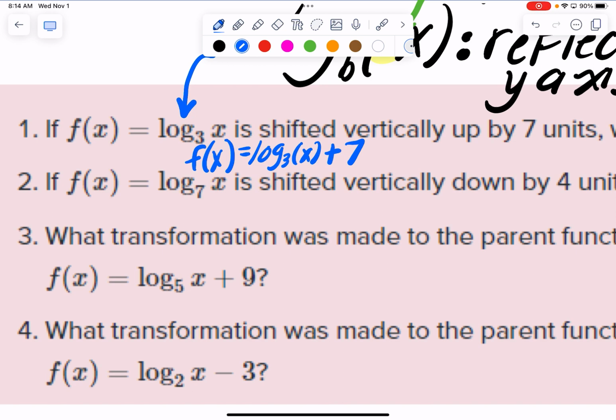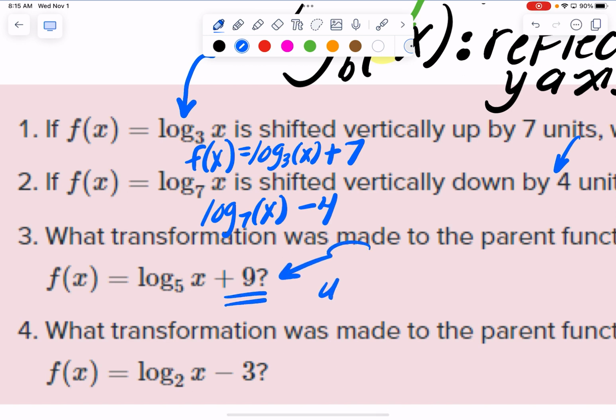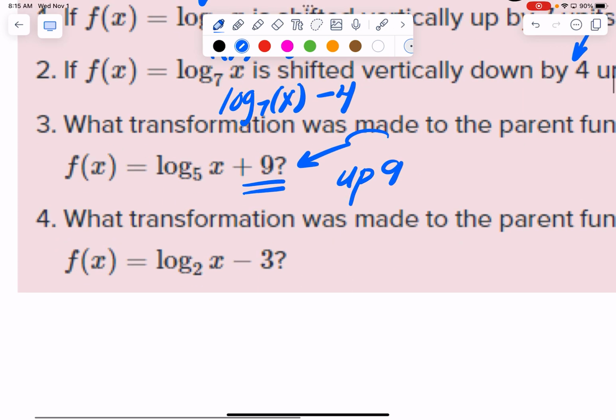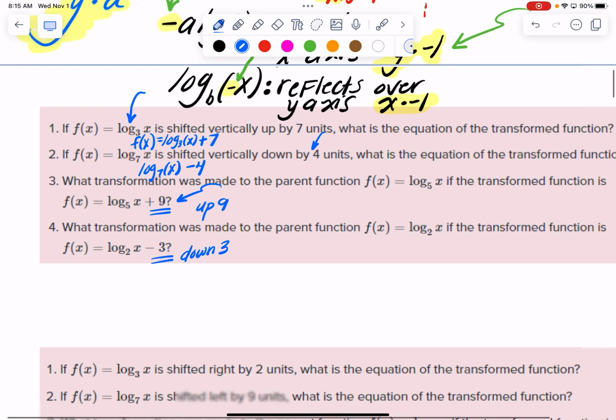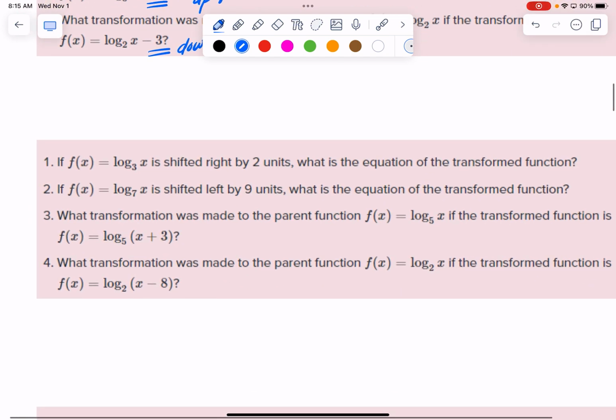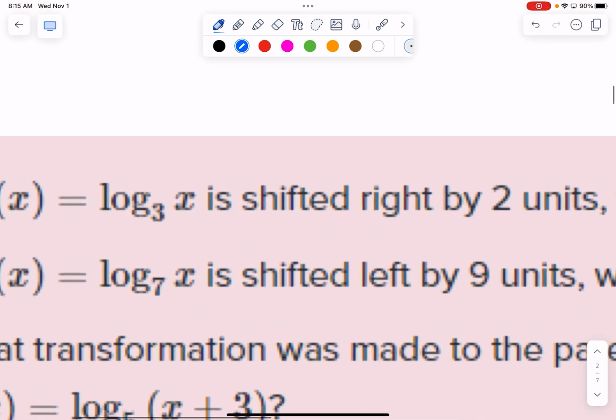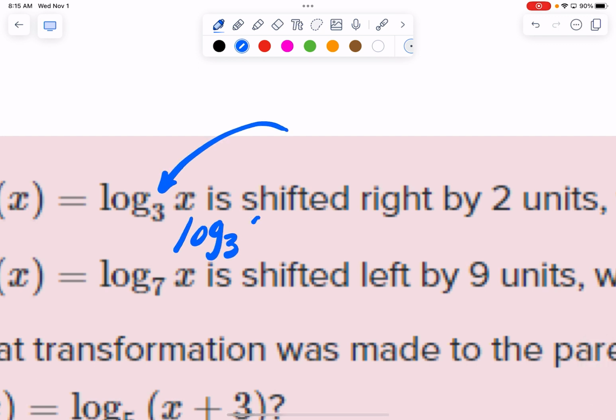It says, okay, this is shifted down by 4. So what would we say? Log base 7 of x minus 4. It says, what was the transformation made here? Plus 9. Up 9. What was the transformation made here? Down 3. You're right. Very good. And moving on. Right here it says, write the equation if it's shifted right by 2. Here's our parent function. So we'll say log base 3 of x minus 2. Good. It's just left and right we do opposite. You get the picture with that one.